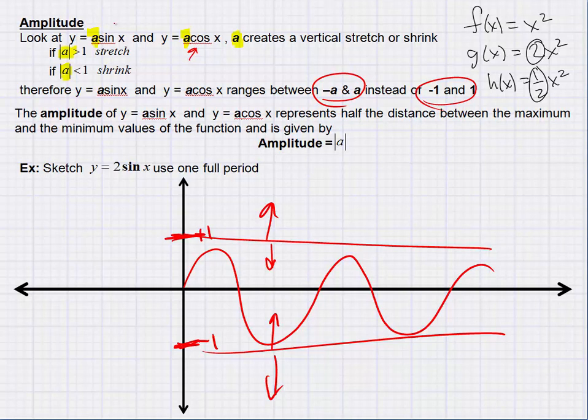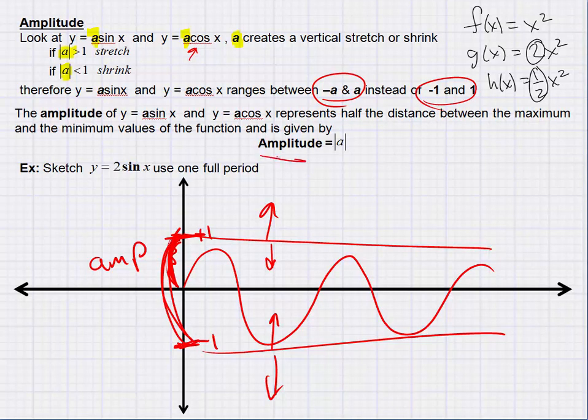Okay, now this value out in front relates to something called the amplitude. The amplitude is essentially the distance from the center of the graph to the outer edge of the figure. So this distance right here would be considered my amplitude. Or essentially you could say it's half of this total distance from top to bottom. Either way you look at it, it's a distance, and the distance has to be positive.